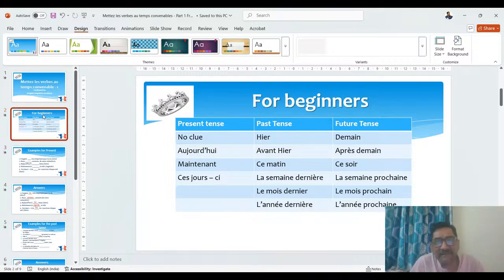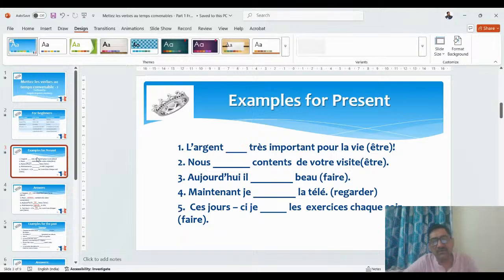Okay, let me quickly do past tense. Hier means yesterday. Avant-hier is day before, and ce matin is this morning, it's still past tense. And la semaine dernière is last week, le mois dernier is last month, l'année dernière is last year. And then we have future tense. Look out for these words: demain, après-demain, ce soir, this evening, la semaine prochaine, that is your next week, le mois prochain, next month, l'année prochaine, next year. Okay, so watch out for these words. Now let me go to the examples.